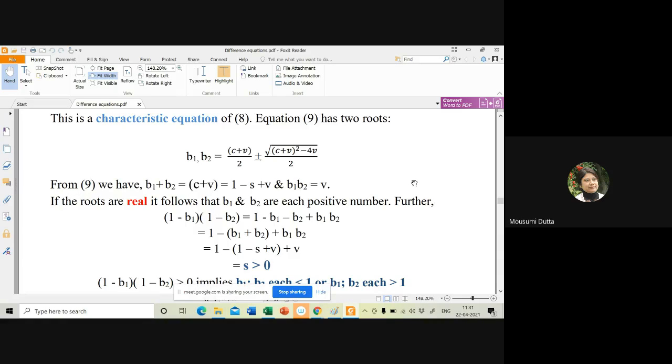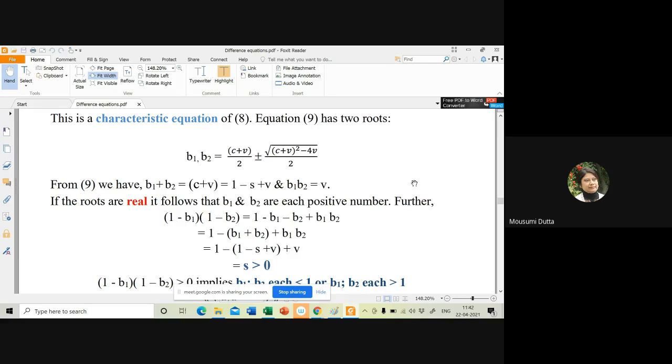Actually, we are emphasizing or focusing on this point. As we found from the Samuelson's model, the product B1 into B2 ultimately defines the stability condition. The stability condition is determined by mod B1 less than 1, mod B2 less than 1, and therefore their product should be less than 1, and their product is B1 into B2. So ultimately the stationarity condition or the stability condition was determined by the product B1 into B2.